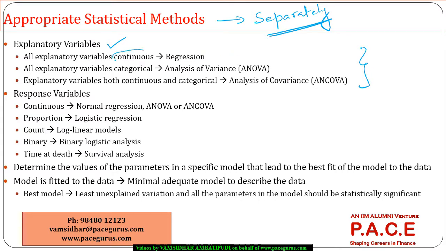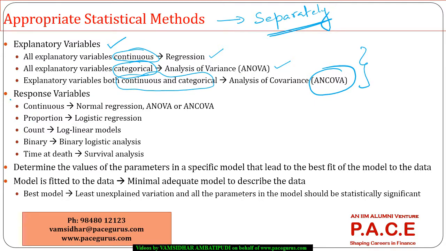If all the explanatory variables are continuous, then we will use regression kind of mechanisms. If all the explanatory variables are categorical, the method that we are using is called ANOVA, or analysis of variance. And if some of the explanatory variables are continuous and some are categorical, then we would use a mix of both regression and analysis of variance, which is otherwise called ANCOVA, analysis of covariance. So depending on the nature of the explanatory variables, I would be choosing whether I should go with a regression model, an ANOVA model or an ANCOVA model.